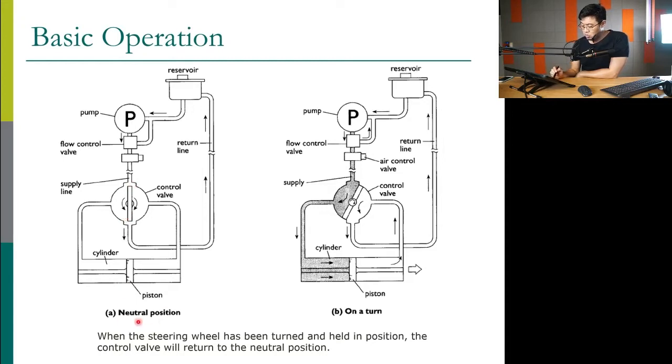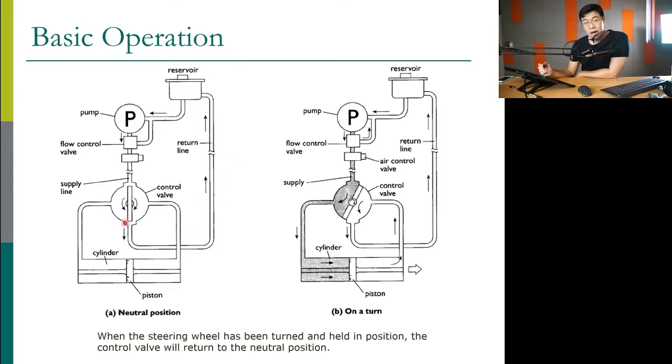Normally at neutral position, the control valve is in the middle like that. The fluid, instead of flowing into the cylinder on the left or on the right, just passes through the control valve and returns back to the pump. So the pump pumps the fluid and lets it return back like this. So the fluid keeps circulating like that in neutral position. If we do not turn the steering wheel, it will just circulate like that.